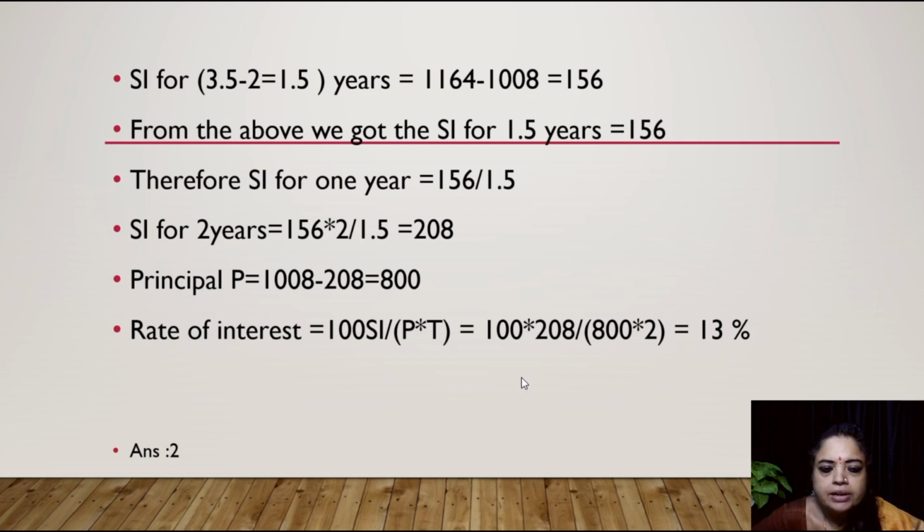So the answer will be option 2, that is, the principal amount is 800 and the rate of interest is 13%. So once we know the formula, we can calculate the remaining things. And if you are given the simple interest for 2 years, for 1 year we can calculate it based on a simple formula. If the simple interest for 2 years is 156, 1 year will be 156 by 2, like that.